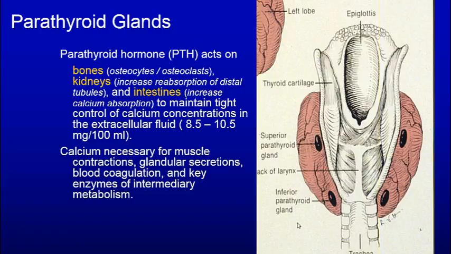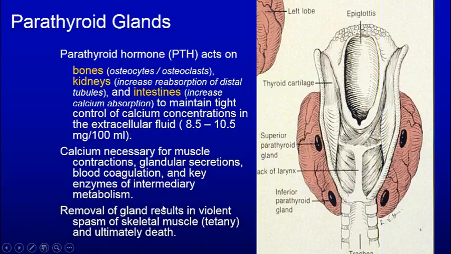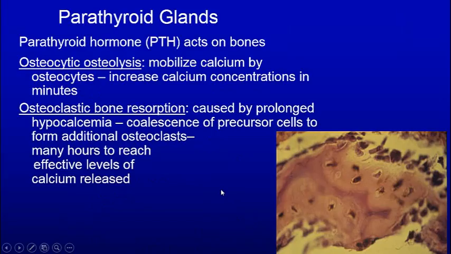The parathyroid glands produce parathyroid hormone, and it acts on bones, both osteocytes and osteoclasts. It also works on the kidney to increase reabsorption in the distal tubule. It works on the intestines to increase calcium absorption, to maintain tight control of calcium concentrations, which is 8 to 10 milligrams per 100 mL. Calcium is necessary for muscle contraction, glandular secretion, blood coagulation, and key enzymes for inflammatory metabolism. Removal of the gland results in violent spasmodic contraction, tetany, and ultimately death. You need your parathyroid glands for the parathyroid hormones.